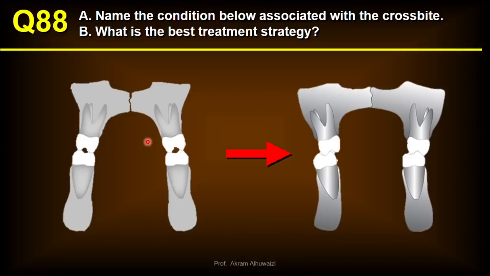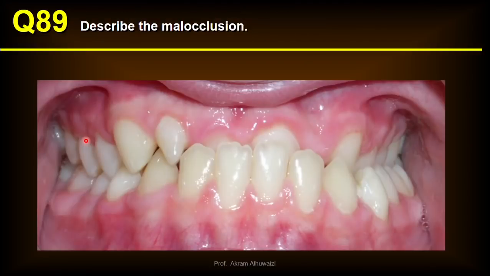The condition, you notice the maxilla, the mandible is shifting so that it gets maximum intercuspation. So this is lateral mandibular shift associated with the unilateral crossbite. What's the best treatment modality? It would be expansion of the maxillary arch so that we get a cusp to fossa relationship. Describe the malocclusion. Well, it's posterior crossbite with anterior crossbite with peg-shaped laterals.